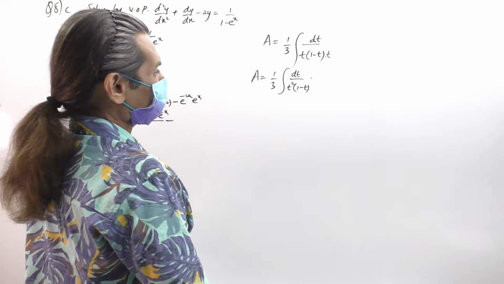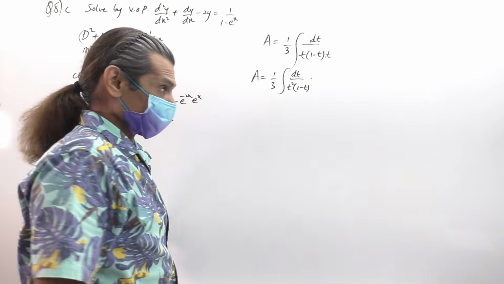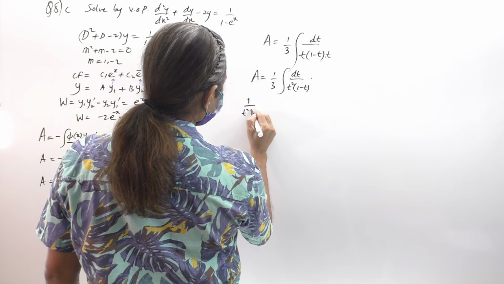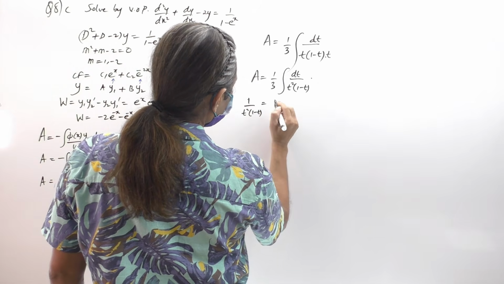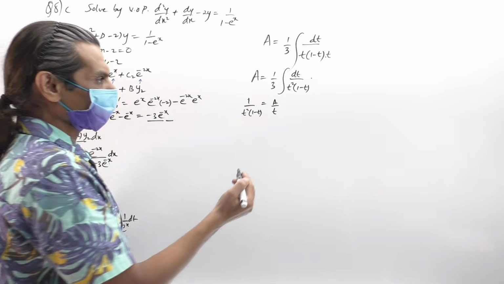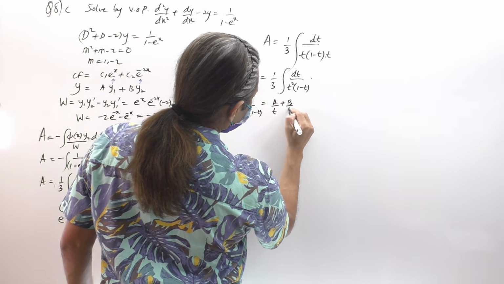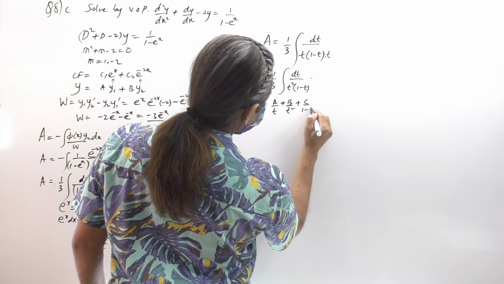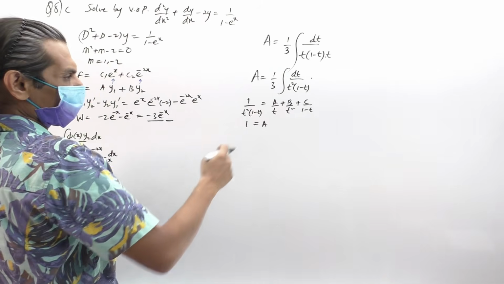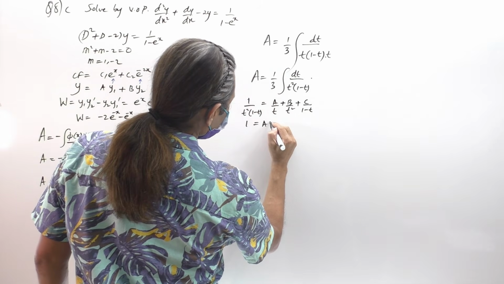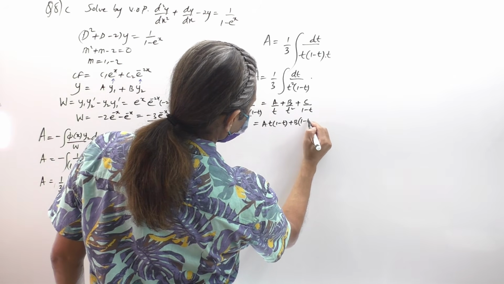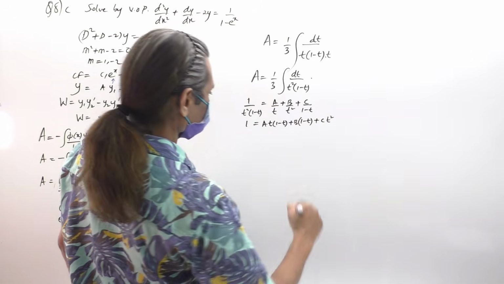So how do we solve this integration? We solve this by using partial fractions. I'll write 1 upon t square into 1 minus t as a upon t plus b upon t square plus c upon 1 minus t. Then take the LCM. So 1 is equal to a into t into 1 minus t plus b into 1 minus t plus c into t square.